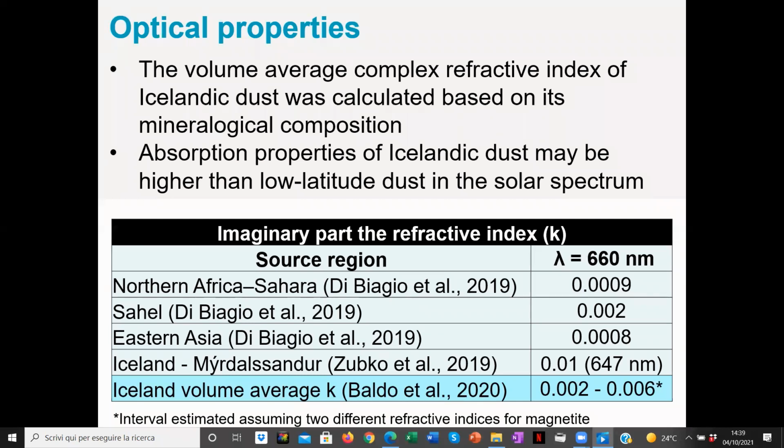So here in this study, we calculated the volume average complex refractive index of Icelandic dust, which is based on its mineralogical composition. And these vary from 0.002 to 0.006. These values are a little bit lower than the value reported by Zupko, but still higher than the imaginary index estimated for Northern African Sahara and Eastern Asia, but comparable to the imaginary index reported for the Sahel region. But overall, this suggests that the absorption property of Icelandic dust may be higher than that of low-latitude dust in the solar spectrum.